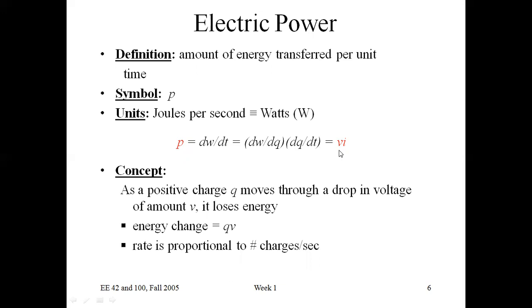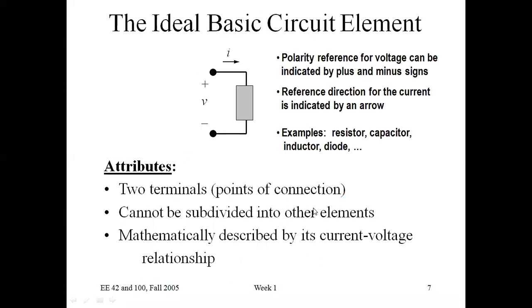As a positive charge q moves through a drop in voltage of amount V, it loses energy. The energy change is qV. So the rate is proportional to charges per second. Now the ideal basic circuit elements. What are the different ideal basic circuit elements? Examples we can take are a resistor, capacitor, inductor, diode, whatever it may be. But the polarity reference for voltage can be indicated by plus and minus signs.